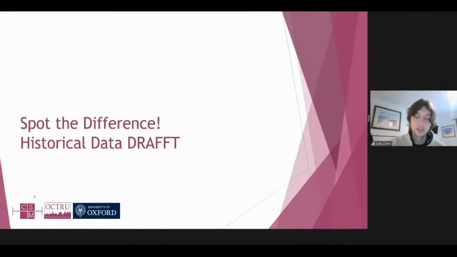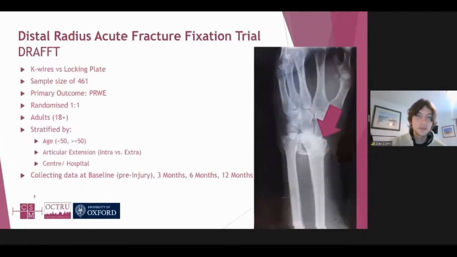The interesting thing about this trial, Draft 2, is that it's got a predecessor called Draft. So we'll play a game of spot the difference between Draft and Draft 2. It's the same injury with a slightly reduced sample size of 461, same primary outcome, same randomization ratio, looking only at adults, same stratification factors. The only differences are that they collected baseline pre-injury rather than post-injury for Draft. And the two treatment arms: we still have the same K-wire arm with the little wire, but they compared that to a locking plate, which is a more severe surgery where they held the bones in place with a big plate held in by screws. The Draft result was that there was no difference in the PRWE or any of the secondary outcomes between K-wires and locking plate.